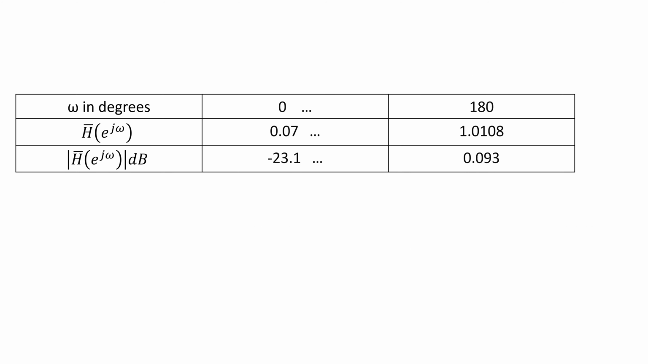Finally, we should form a tabular column by varying the values of omega. Omega value may be varied in steps of 30 degrees or some 25 degrees. Starting value I have taken as 0 and the ending value I have taken as 180. Then we have to find the frequency response capital H of e power j omega and the decibel value also.